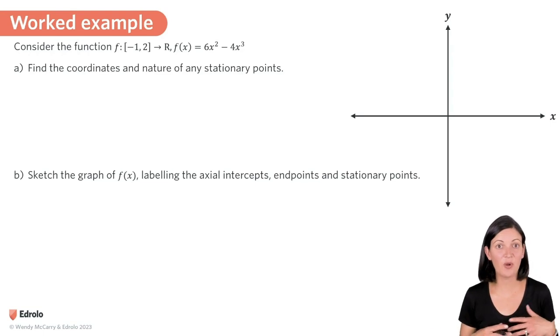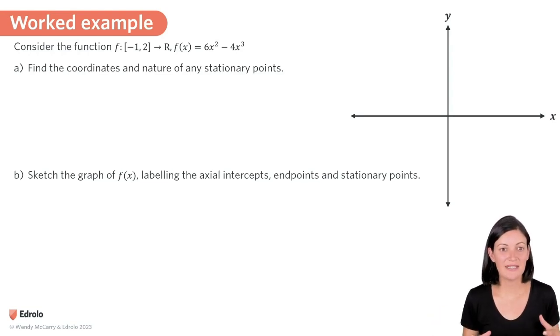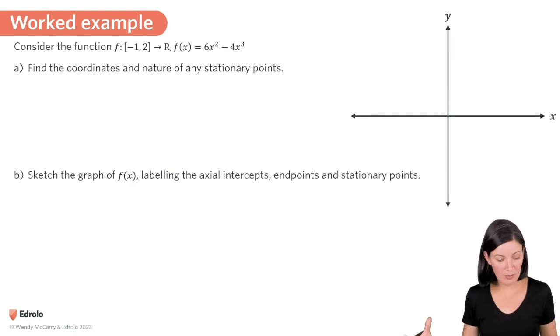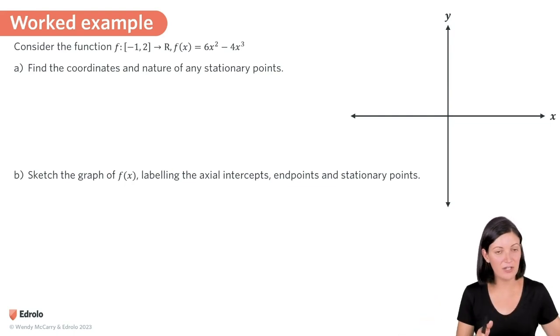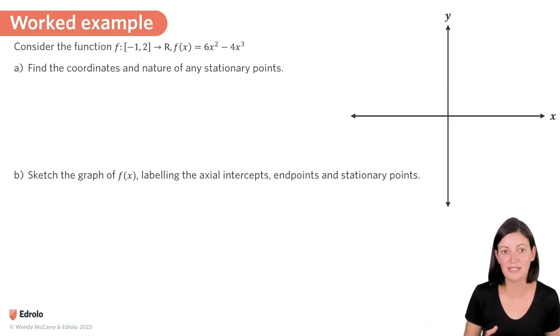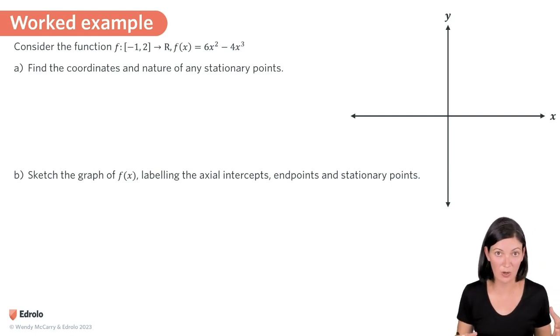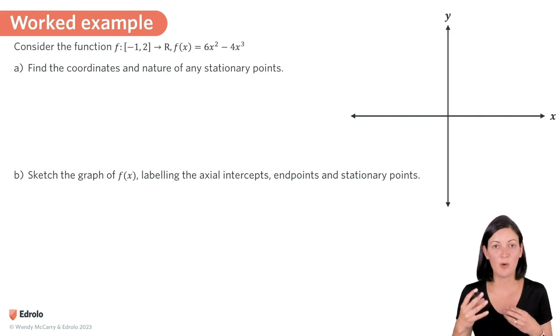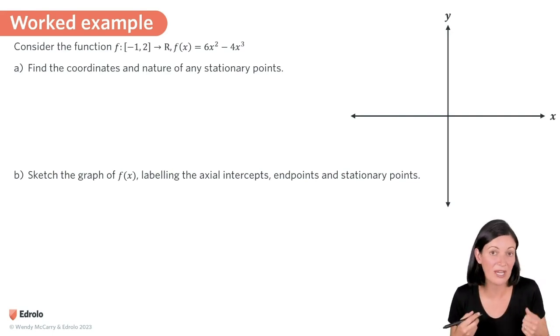Okay, so we're going to go through a whole worked example to see how we could put everything together. We've been given a function, we've got a restricted domain, and we want to sketch this graph. The first step is to find the coordinates and the nature of any of our stationary points. We've done this quite a few times over a number of videos, so I'm going to go through this one a bit more quickly for you.